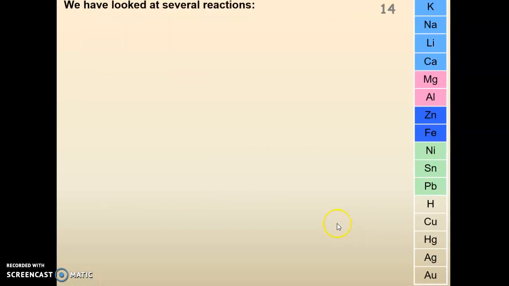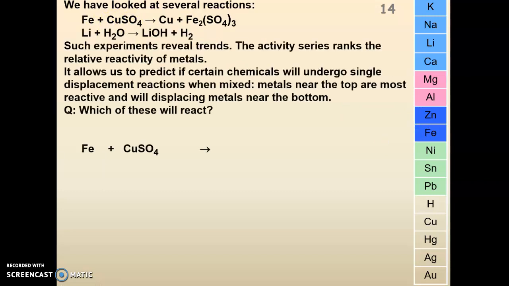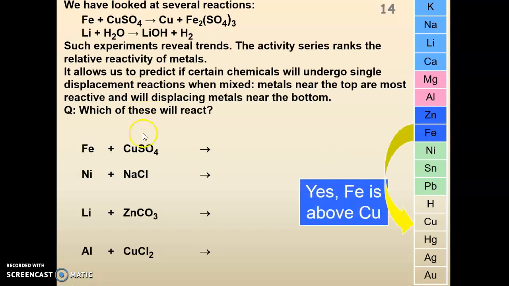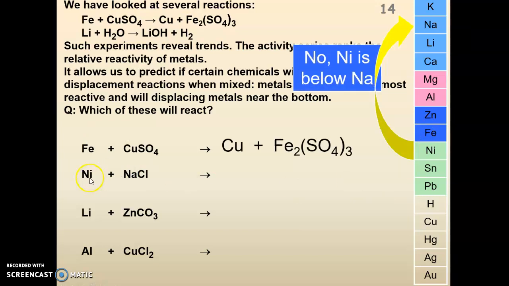All right, let's look at some metals. In this reaction, iron would be replacing copper. So can iron replace copper? Yes, because iron is above copper. So yes, that would form products.